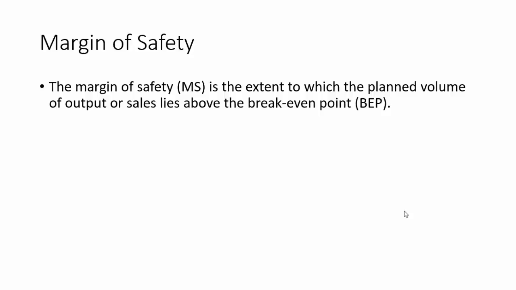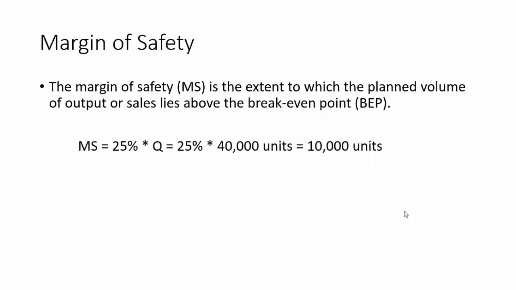Okay, so we can calculate the margin of safety in units for this problem. That is 25% of the sales, which is 40,000 units. So our margin of safety is 10,000 units.